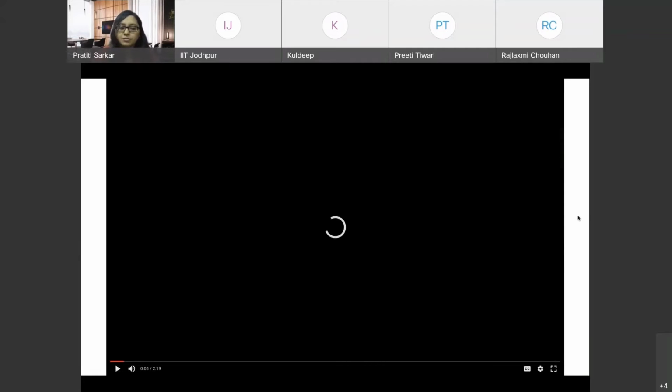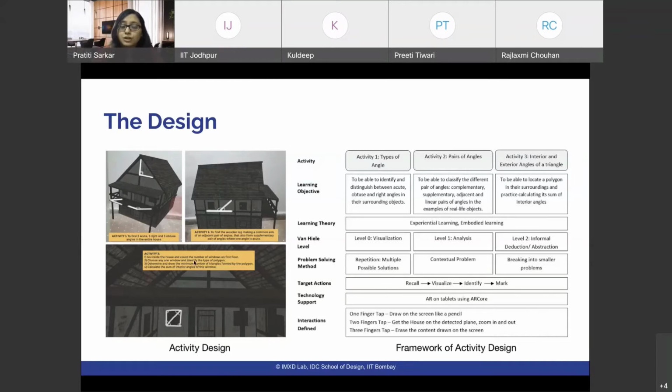Okay, I think it's taking time to buffer, but I'll show you a glimpse of the task. If you see on the left side of this, there is an image where a 3D house pops up after scanning the space. So when you are scanning your real-world space, a 3D house is popping up on that. And we had given the students three different activities, where the first activity was based on the problem-solving method of repetition, where they had to try out multiple times to understand the different types of angles. So in the first activity, they had to find three acute angles, right angles, and obtuse angles, and they could draw on the screen.